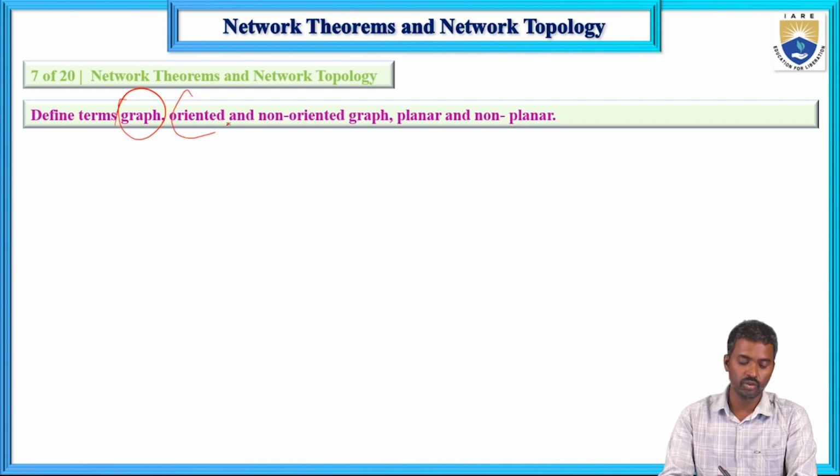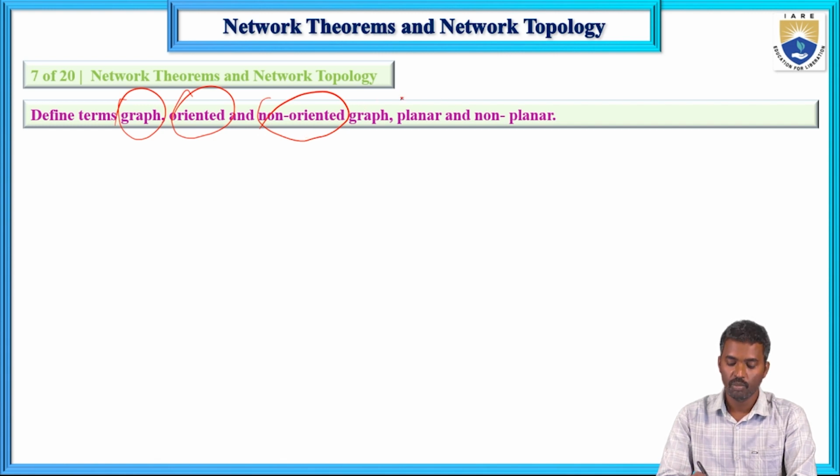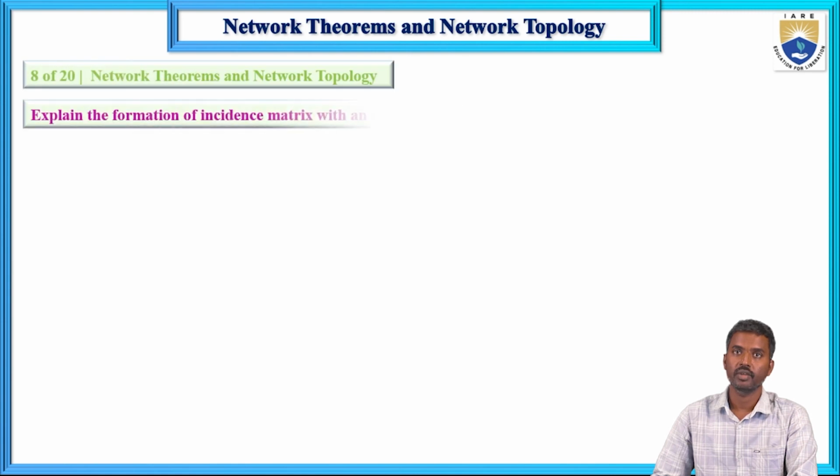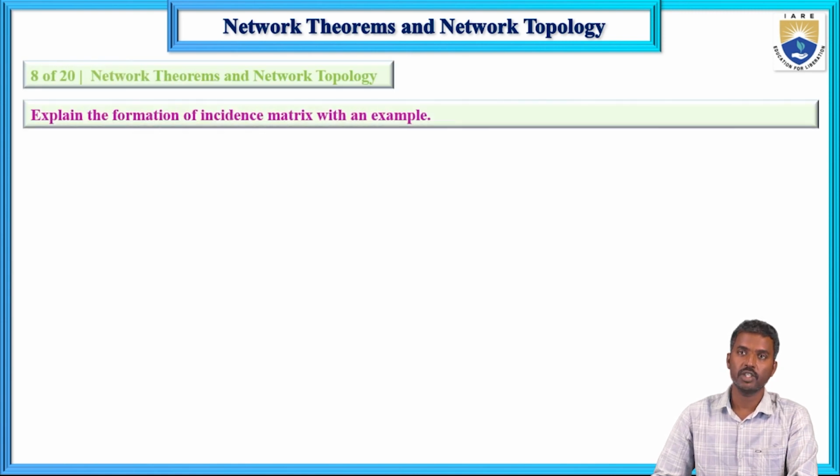If the graph has directions, that is an oriented graph, or directed graph. If directions are not known, that is the undirected graph, meaning non-oriented graph, unoriented graph. Planar graph and non-planar graph also we discussed in the previous lectures. So planar and non-planar. Next, explain the formation of incidence matrix.